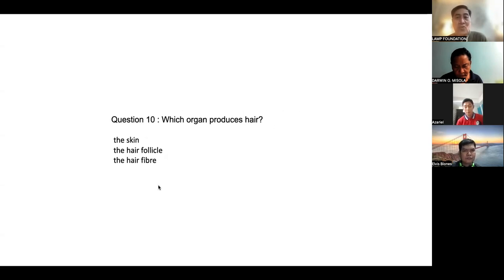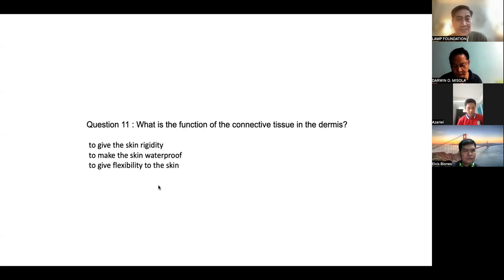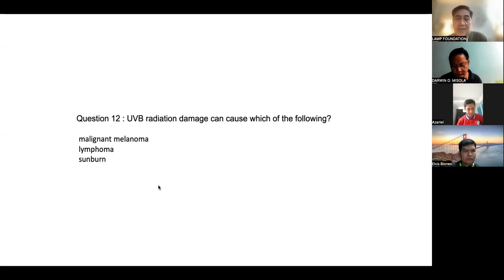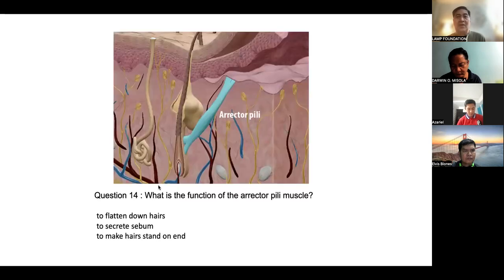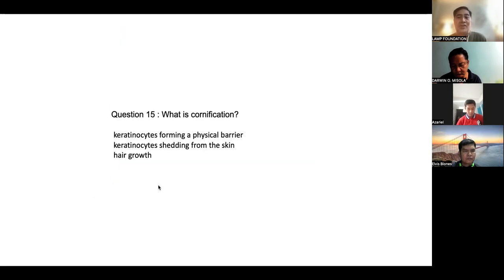What are the immune cells in the epidermis called? Langerhans cells. Which organ produces hair? The hair follicle. What is the function of the connective tissue in the dermis? To give flexibility to the skin. UVB radiation damage can cause which of the following? Malignant melanoma. What is the function of piloerection? To trap warm air between hairs. What is the function of the erector pili muscle? To make hairs stand on end.